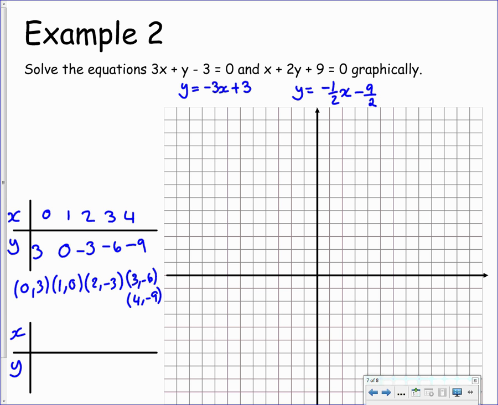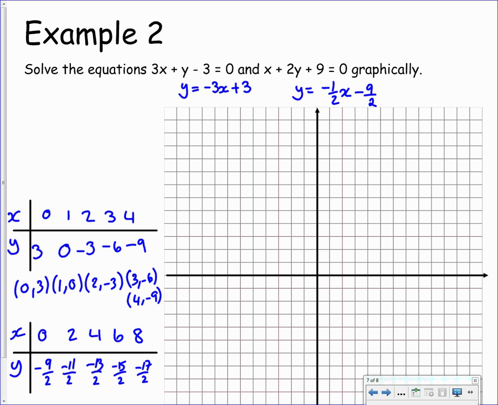Now we're going to do exactly the same for the second equation. So let's take the values 0, 2, 4, 6, and 8 this time. We chose these values because we're going to be dividing them by 2 in the equation. We want to find a half of that, so it's best to pick even numbers. So putting these values in, we're going to get negative 9 over 2 for the first one, negative 11 over 2 for the second one, then negative 13 over 2, negative 15 over 2, and finally negative 17 over 2.